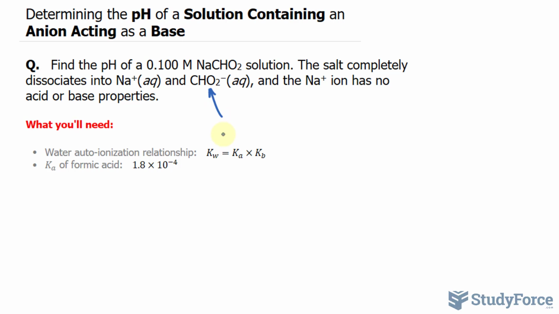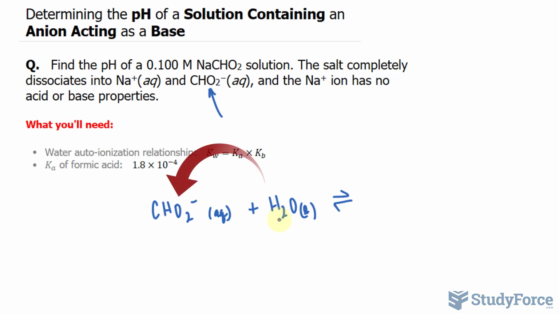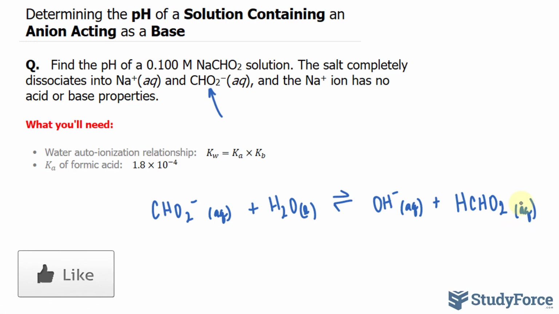The first thing that I want to do is write a chemical formula where this anion is reacting with water. So we have CHO2 minus, in its aqueous phase, plus liquid water, and this yields, given that CHO2 minus is acting as a base, that means the H2O will be donating its proton to this molecule. Because of that, we form hydroxide, also aqueous, plus HCHO2. If you're unfamiliar with this molecule, it's actually formic acid.